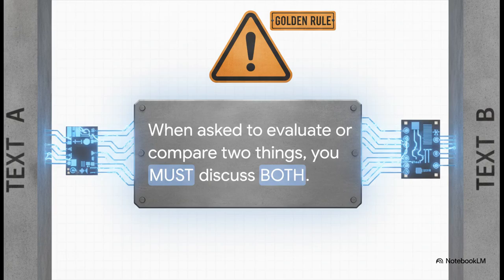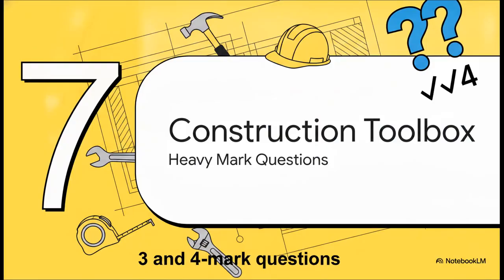Write this next part down, highlight it, tattoo it on your brain. Never forget this golden rule. If a question asks you to look at text A and text B, focusing on only one will absolutely hemorrhage your marks. You must discuss both sides to complete the comparison circuit. No exceptions.